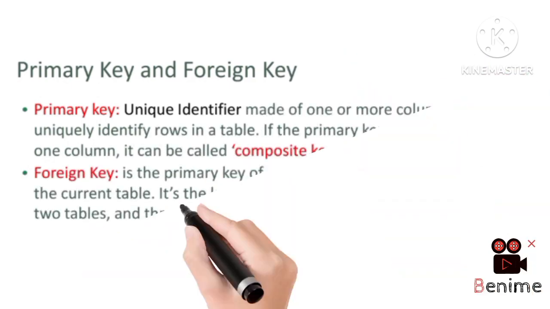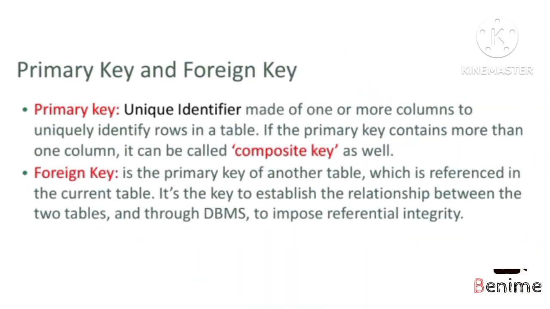Moving forward, we are going to be looking at primary key and foreign key. A primary key is a unique identifier made of one or more columns to uniquely identify rows in a table. If the primary key contains more than one column, it can be called a composite key as well. A foreign key is the primary key of another table which is referenced in the current table. It is the key to establish the relationship between the two tables and, through the DBMS, to impose referential integrity.